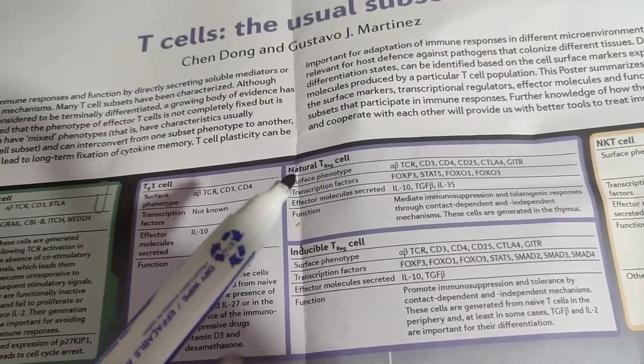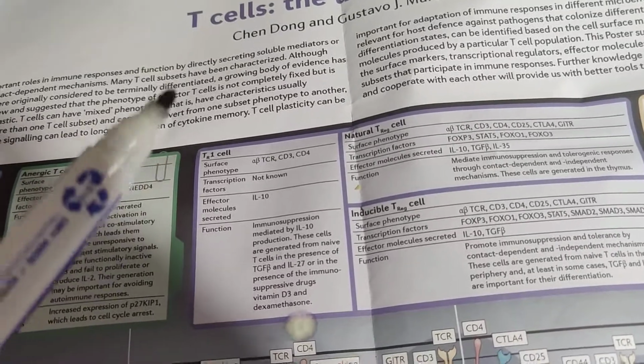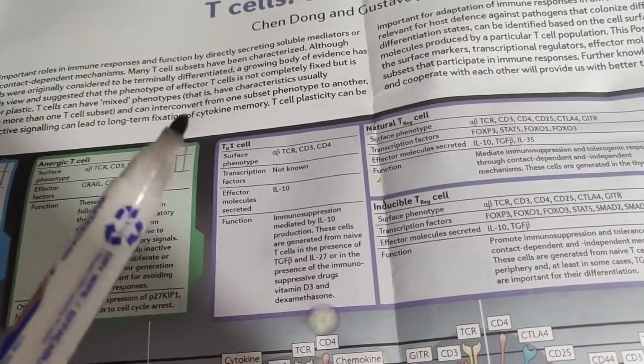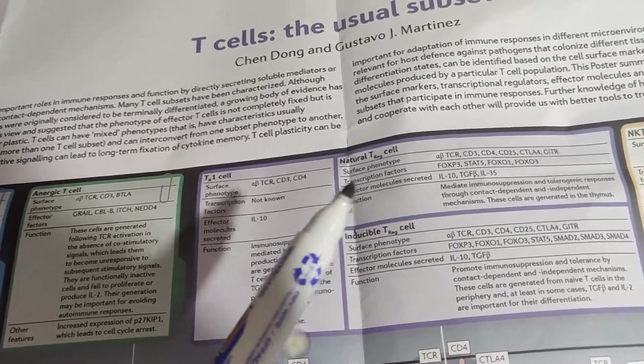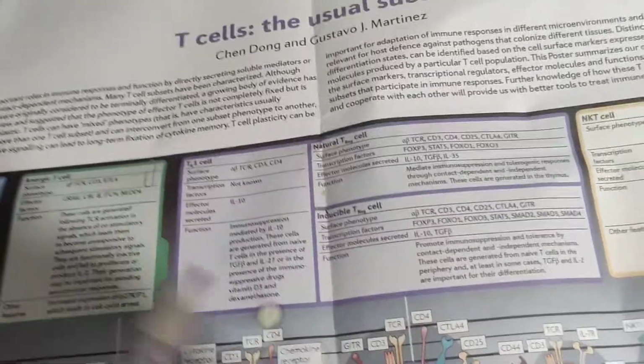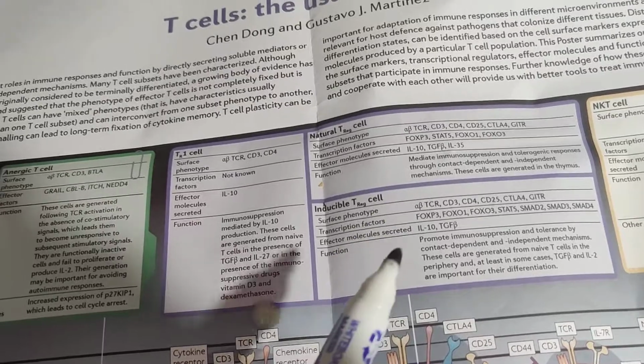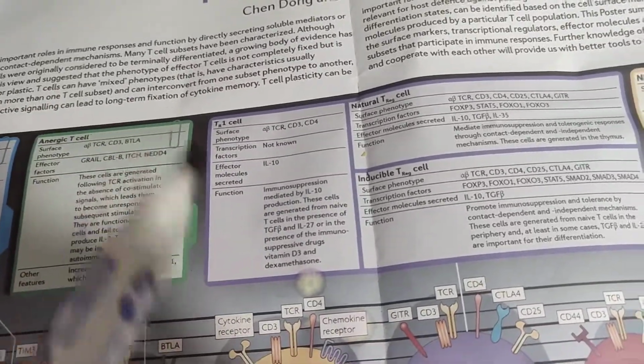And then you've got TR1, one version of regulatory T cells. Then you've got the natural. So these are three types of regulatory T cells: inducible, natural, and the regular one.